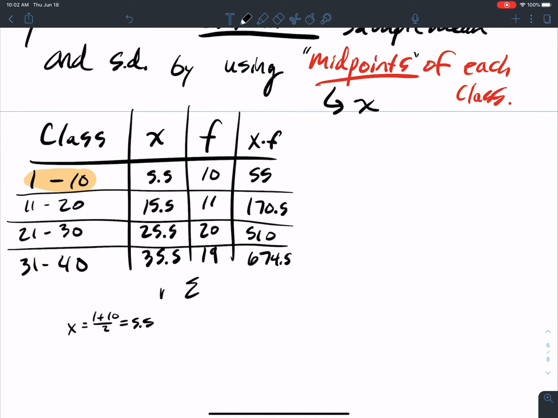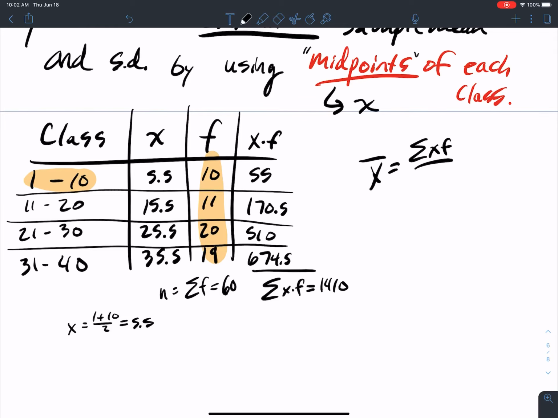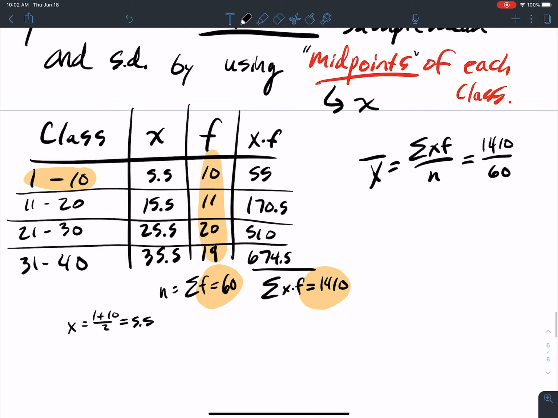So n is equal to the sum of the frequencies, which adds up to 60. And then the sum of x times f is equal to 1410. So that means x bar, which is the sum of xf over n, is equal to 1410 over 60. I just take this number here and this number here, and I divide the two. And what do I get? I get 23.5. Okay?